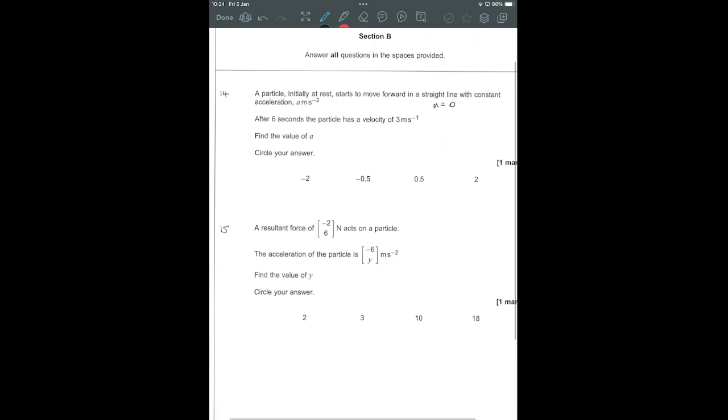Initially at rest. v is our final velocity. The acceleration is what I care about. Time is 6, so v equals u plus at. 3 equals 6a, so a is a half. It was accelerating, so I do want the positive a half, not a negative a half.